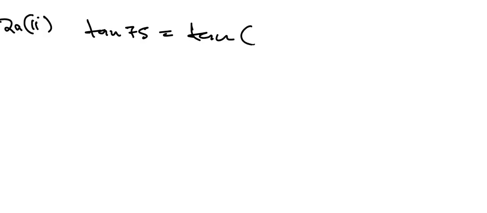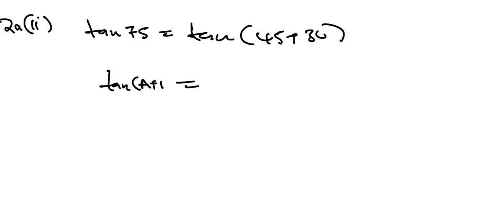The next one, number 2a2, they're saying tan 75. Tan 75 is the same as tan of 45 plus 30. This is just going to be the compound angle formula for tan, right? The rule says if you have tan of A plus B, this becomes tan A plus tan B, rather.